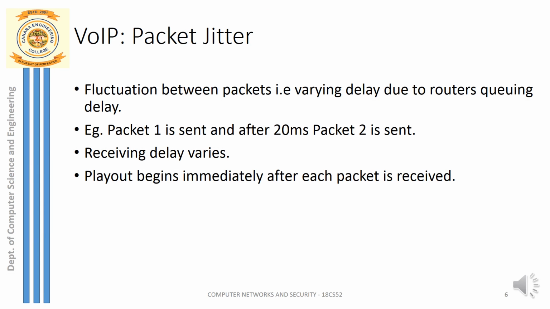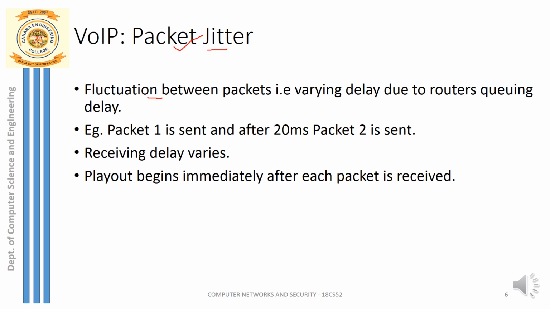So next important thing is packet jitter. So what is packet jitter? First of all, what is a jitter here? Jitter is actually the disturbance. But what type of disturbance is this? It is something like fluctuation between packets, that is varying delay due to router's queuing delay. So like I already said, fluctuation, it keeps fluctuating. So what is the meaning of fluctuation?